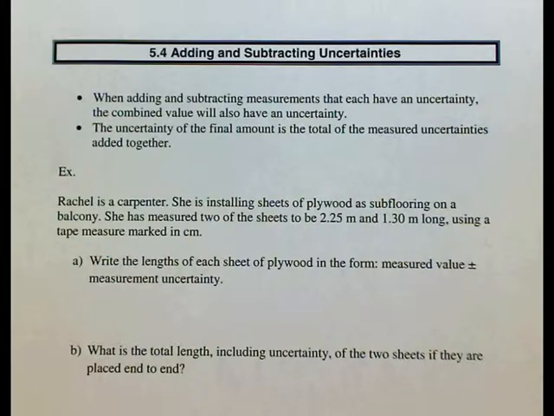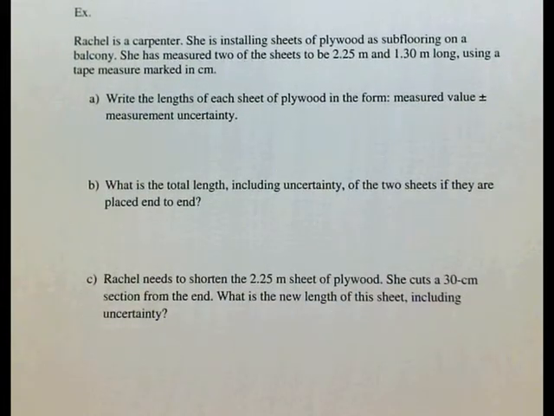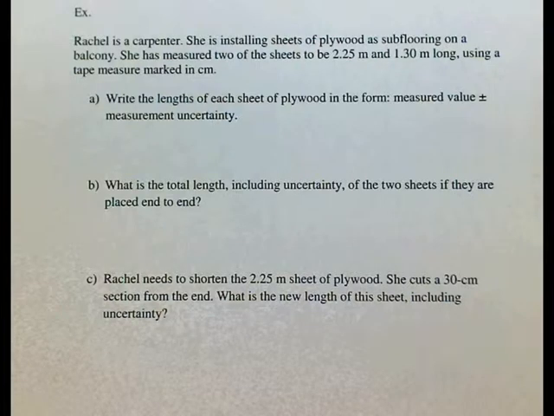Let's look at an example. Rochelle is a carpenter. She is installing sheets of plywood as subflooring on a balcony. She has measured two sheets: the first is 2.25 meters, and the second one is 1.30 meters long, using a tape measure marked in centimeters. A. Write the lengths of each sheet of plywood in the form of measured value plus or minus measurement uncertainty.